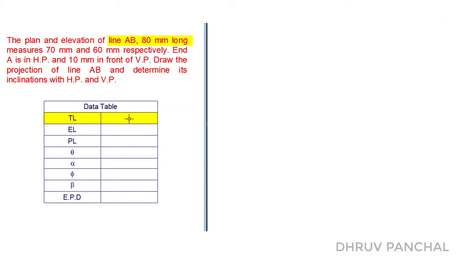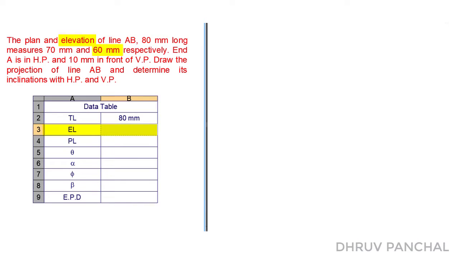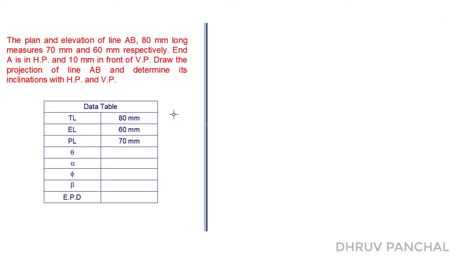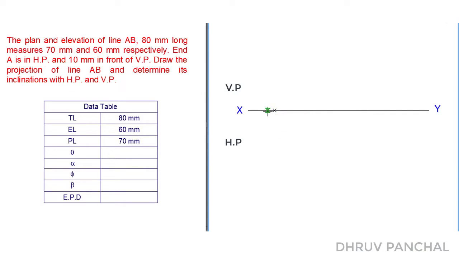To solve this problem, first of all make a data table and mention the available data in it as shown. Now, draw a horizontal line XY and locate point A' and A as per the given data. With the help of a ruler scale, draw the path of A and the path of A' parallel to line XY from point A and from point A' respectively.